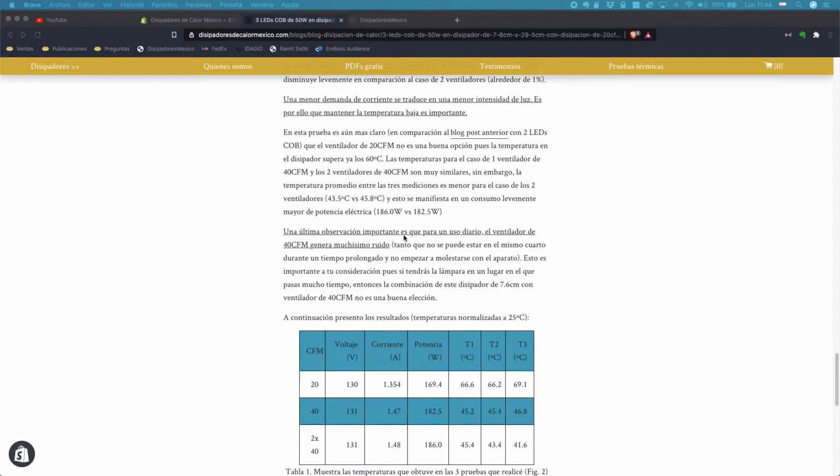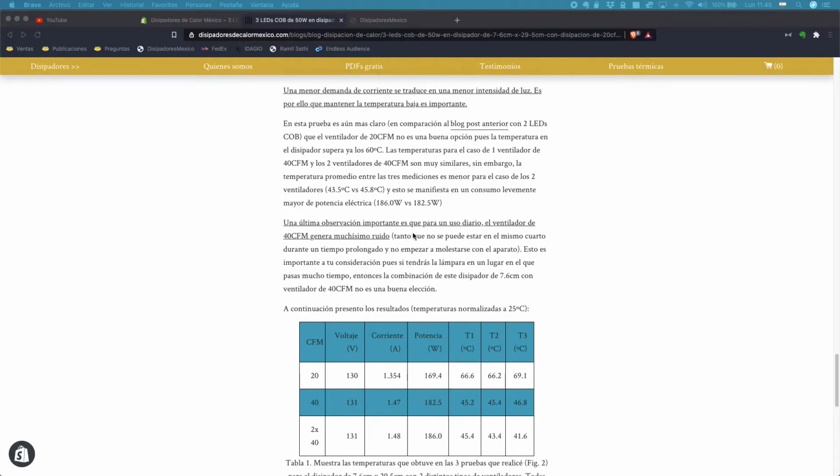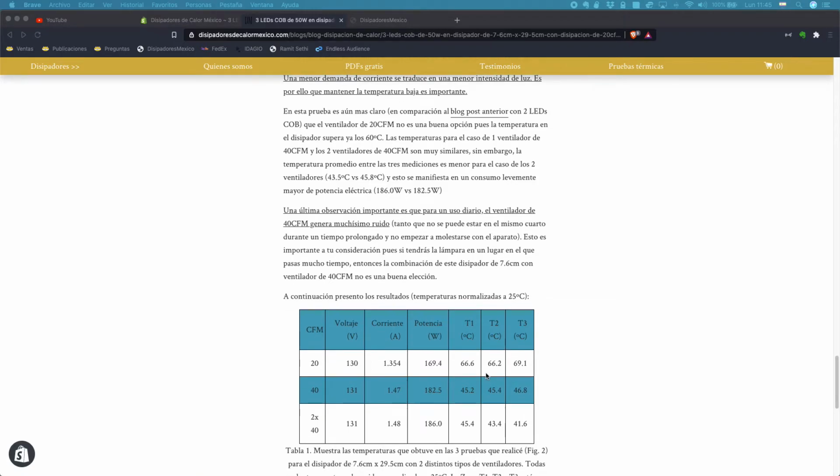In this test, in comparison with the last test that I did with 2 COB LEDs, this time the temperature of the heatsink is above 60 degrees centigrade, as you can see also in this table. And this causes the power consumption to decrease to around 170 watts for the 3 LEDs.